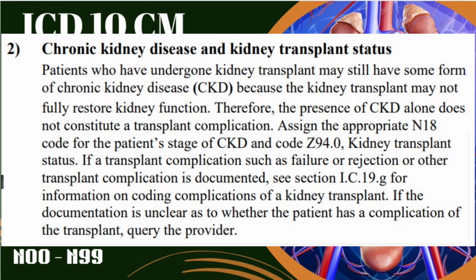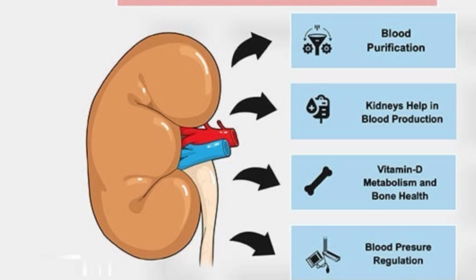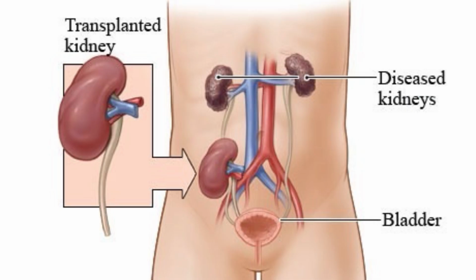The second point under this guideline is chronic kidney disease and kidney transplant status. Some chronic kidney disease patients undergo a kidney transplant. Even after the kidney transplant, that patient might have some form of chronic kidney disease because the kidney transplant cannot fully restore the kidney function, right? The patient has received a transplanted kidney, but that doesn't mean the chronic kidney disease has been eradicated completely. There might be some functional difficulties, because the transplanted kidney cannot fully restore the kidney functions.